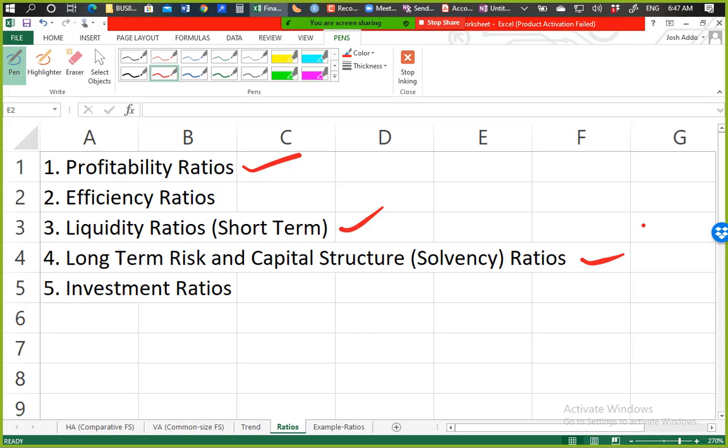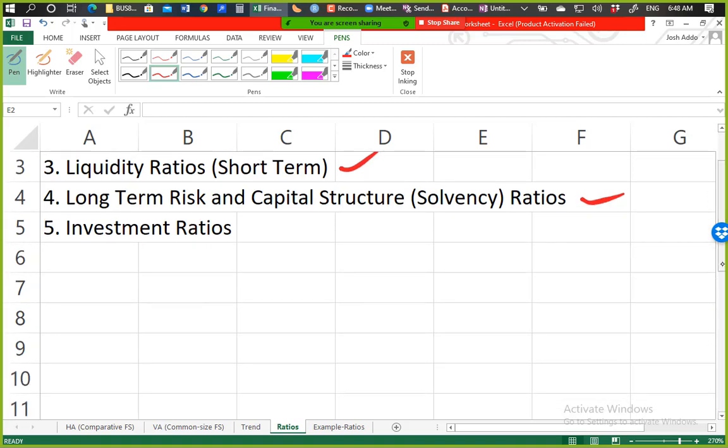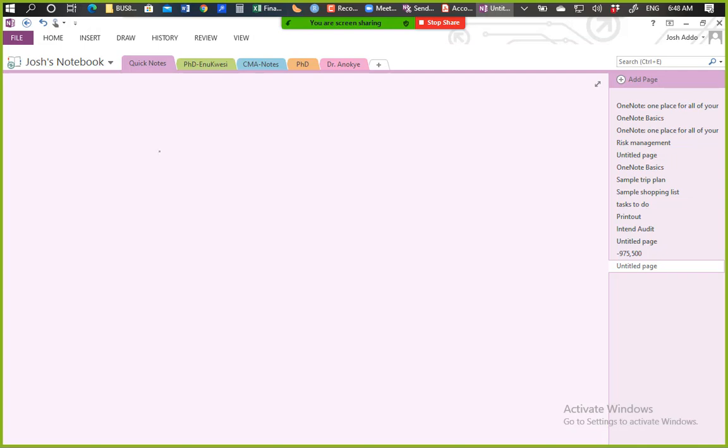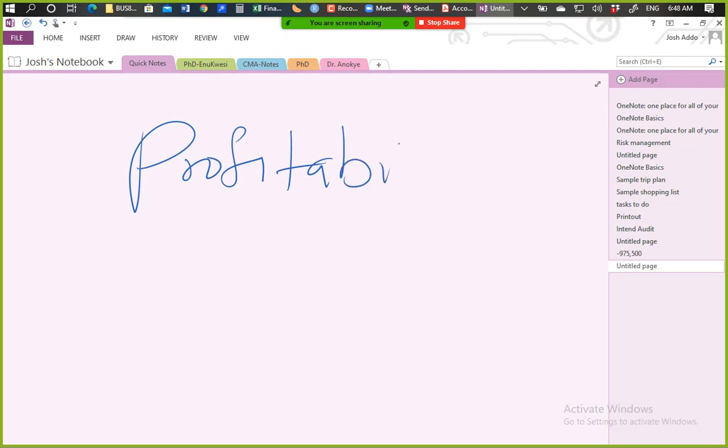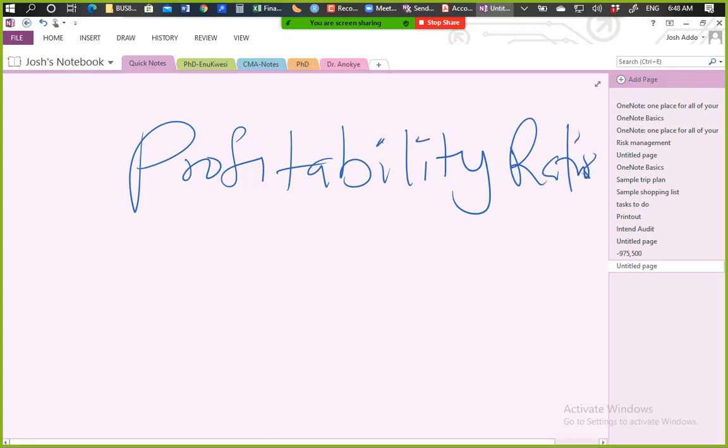Profitability ratios. These are the specific ratios that we will be doing under profitability ratios. We will talk about return on capital employed, popularly referred to as ROCE. Return on capital employed. We'll get to know the formula, how we work it out, very soon.